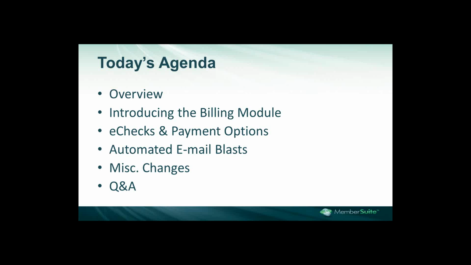I'm going to go through the broad strokes, the things that are the most compelling, and then open it up for questions after and answer any questions that you all might have. So what we're going to do first is talk about the billing module, which is the flagship new feature, the centerpiece of this release. We're going to talk about changes we've made, including allowing electronic checks and what we've done with the payment options that are now available. We're going to talk about automated email blasts, and we're going to cover a bunch of other smaller but still pretty substantial changes that we made. And then we're going to spend most of the webinar doing Q&A.